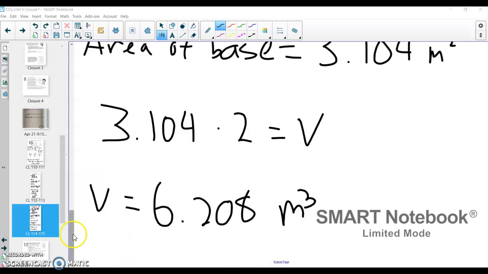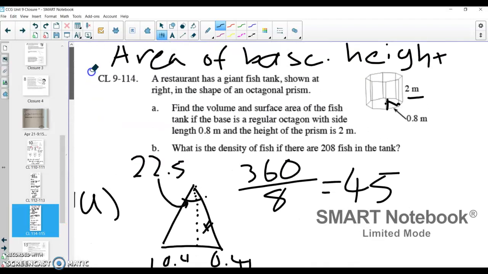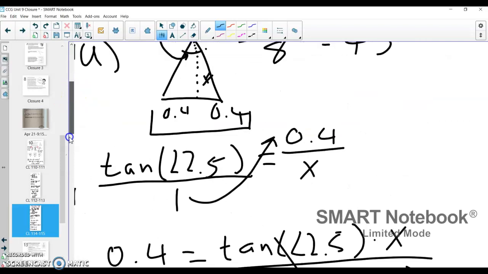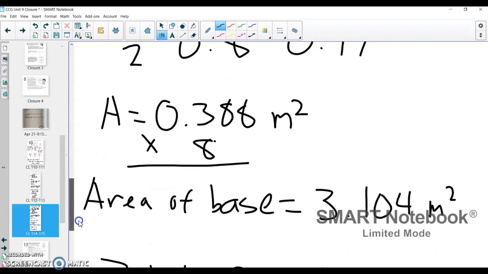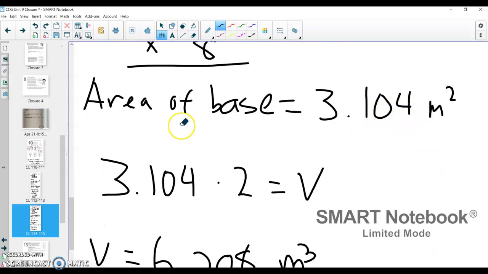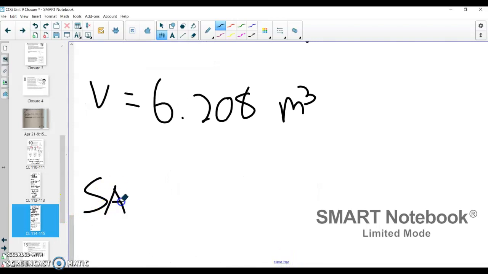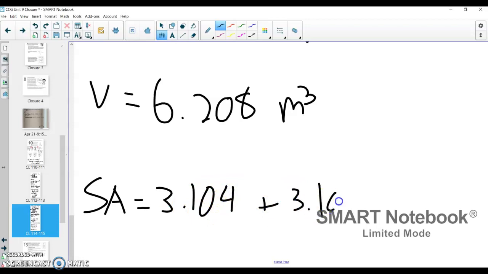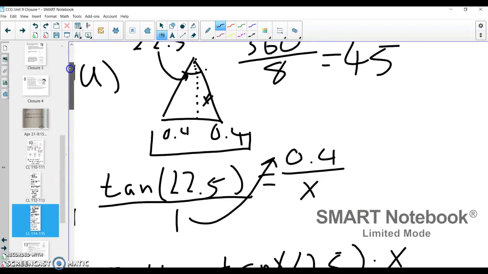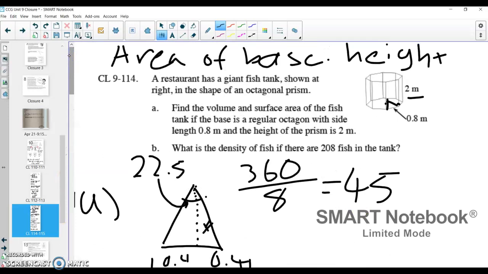Okay? What we need to do is find the surface area of this shape, which means we have to find the area of the top base, the bottom base, and all of these rectangles around it. Okay? So we actually know the area of the top base and the bottom base, and we have that area as 3.104. And so for surface area, we are going to have 3.104 from the top base plus 3.104 from the bottom base. And now we just need to figure out, well, what's the surface area of all these rectangles?